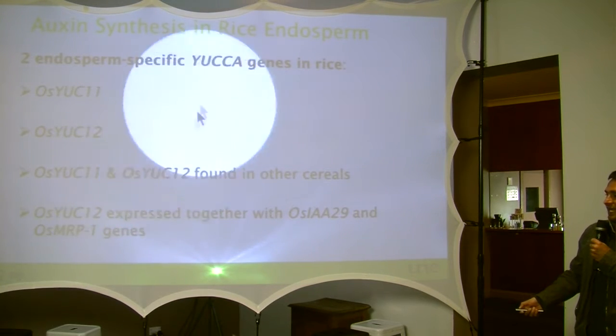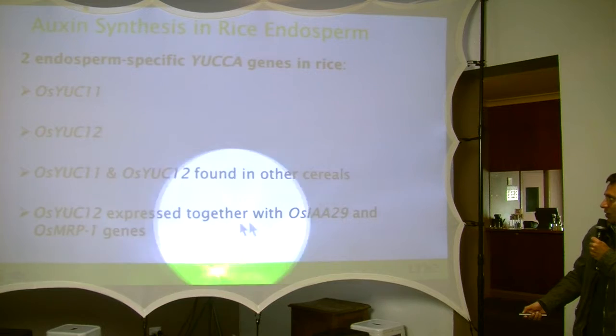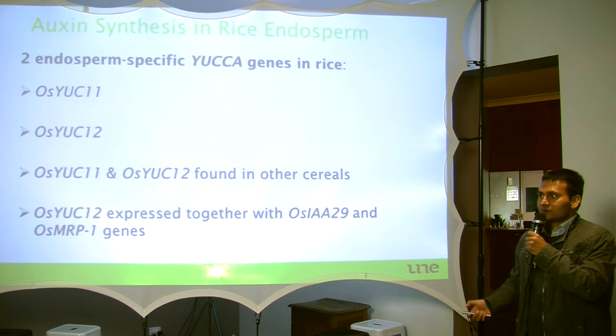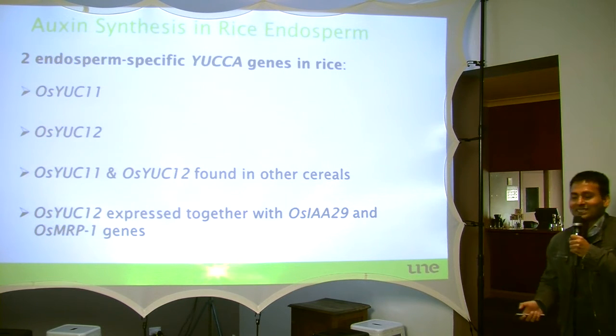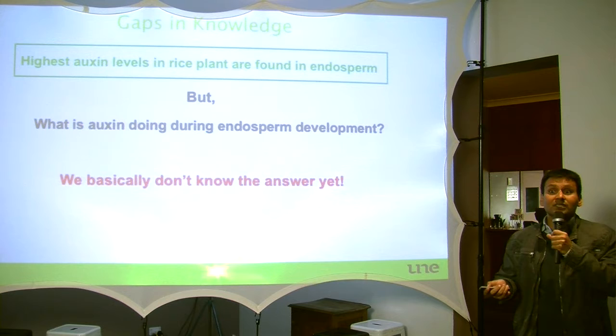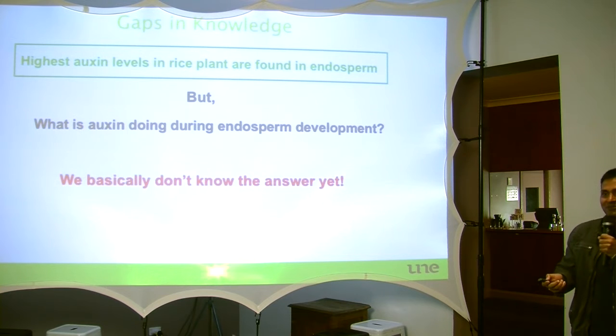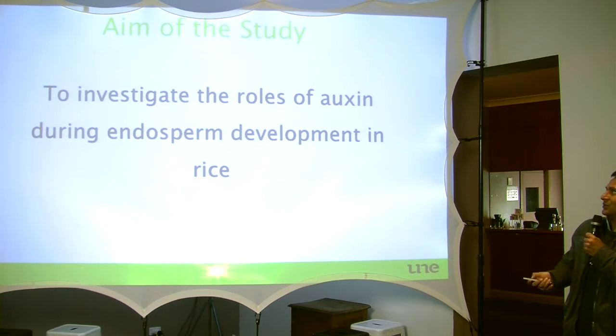So OsYUC12 is expressed together with two other genes, OsIAA29 and OsMRP1. We reckon that these two genes are involved in auxin signaling. So my research is basically concerned with these three genes. So far, we know that rice endosperm has the highest level of auxin found anywhere in the rice plant, but we basically don't know what auxin is doing during endosperm development. So my research will be to find some answers. And so this is my aim of the study: what is auxin doing during endosperm development in rice.